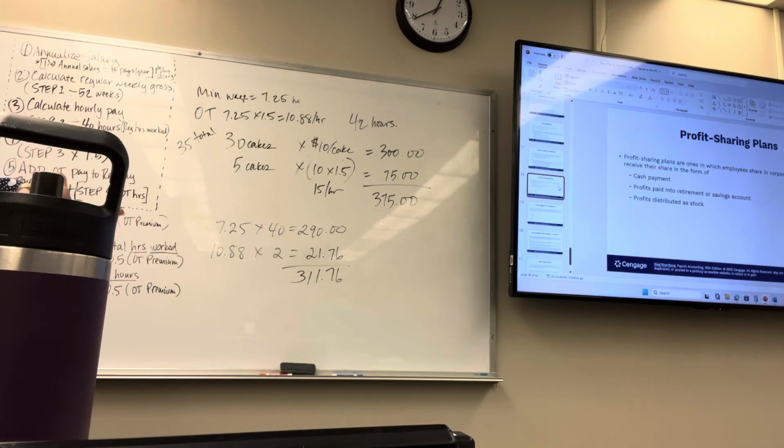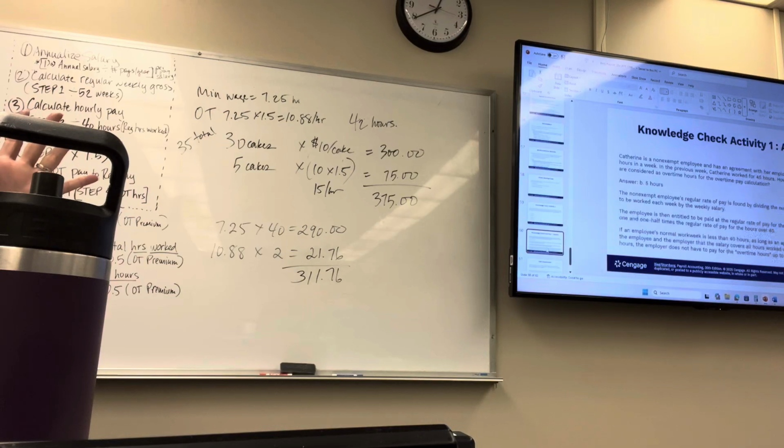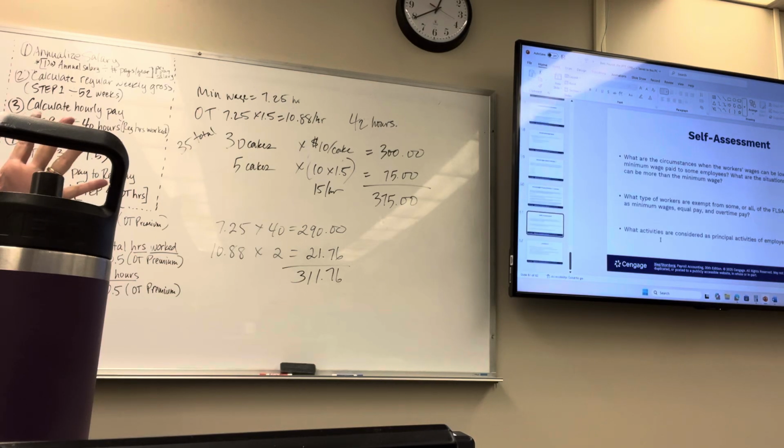Profit sharing, there are just some different types of profit sharing plans. Cash, obviously bonuses. Profits paid into retirement accounts can be part of profit sharing plans or distributed as stock. They've got some special tax rules associated with them as well.